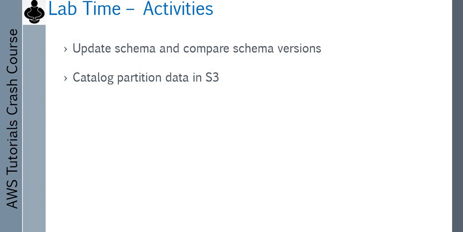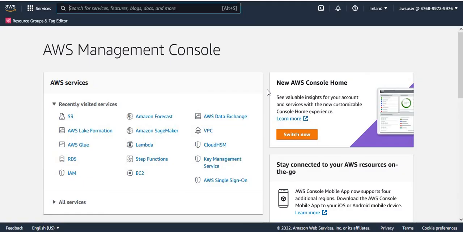So let's do some labs with these properties of the catalog to see how they work. So let's jump to the AWS Console.